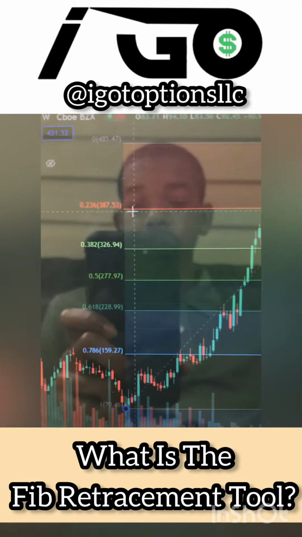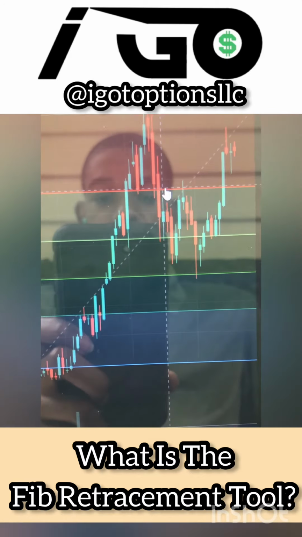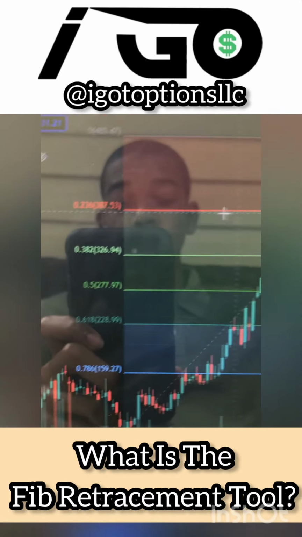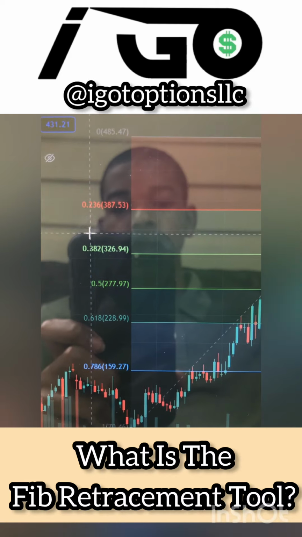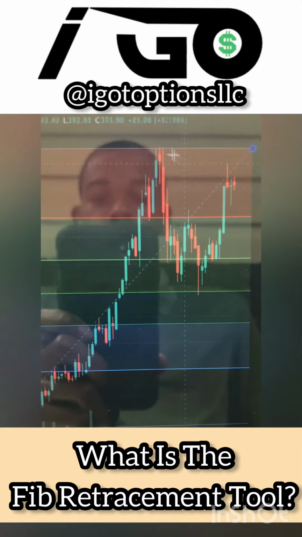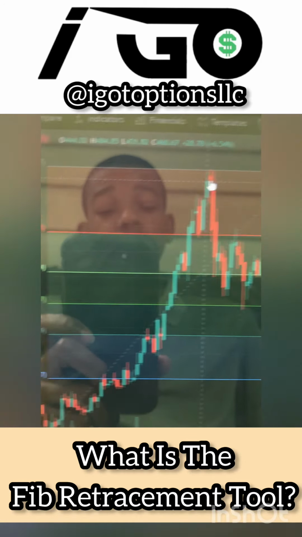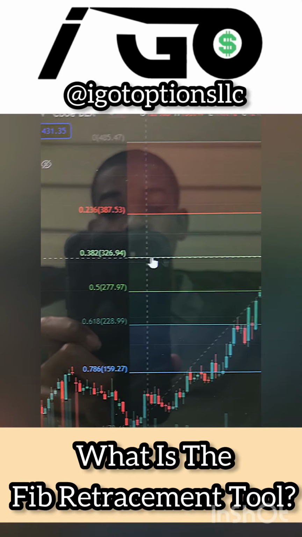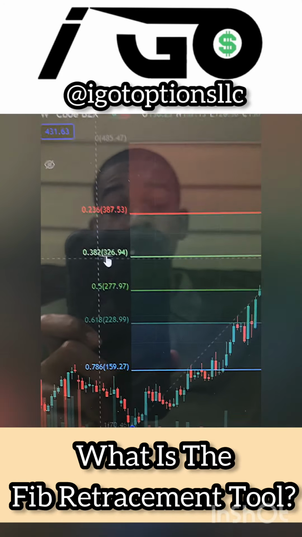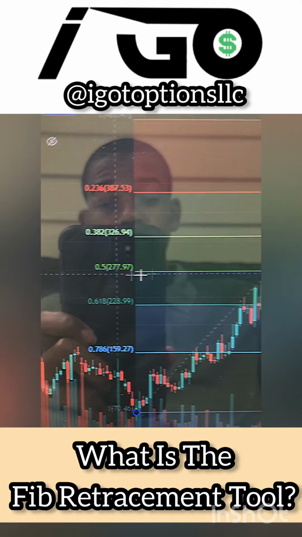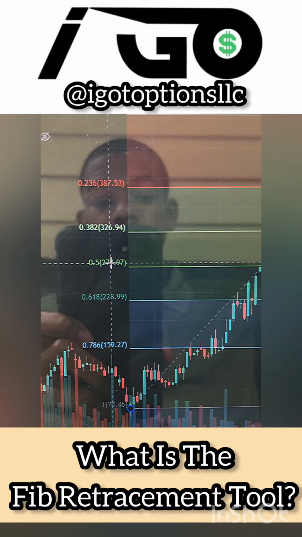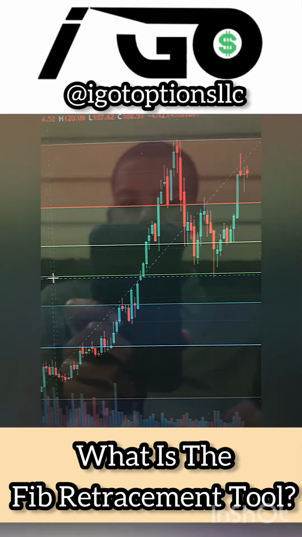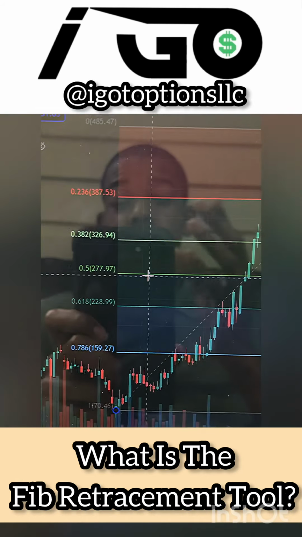For example, when price was right around this red line, that means we see the 0.236. That means that this stock was down 23.6% from its high, from this trend. So that's really what this means. You just apply that to each of these. Right here, this line is 38.2% down from its high. This line is 50% down from its high. And the numbers in the parentheses are the exact price correlated with that percentage, right? So that's what those numbers mean.